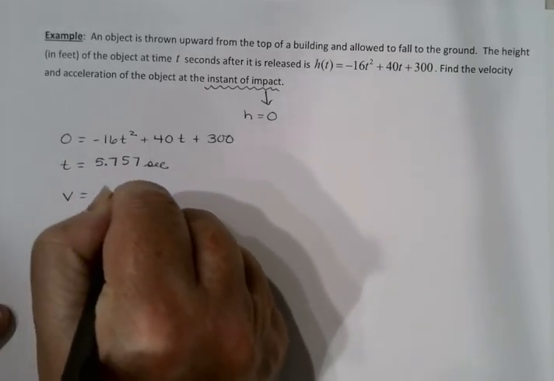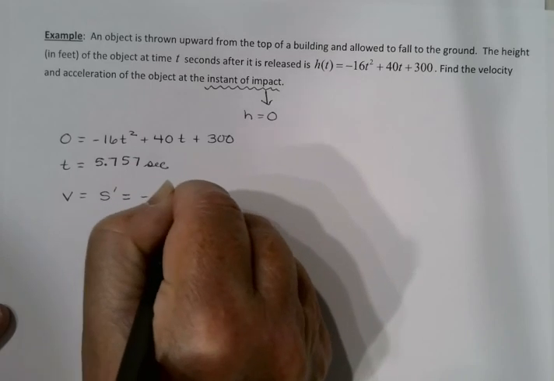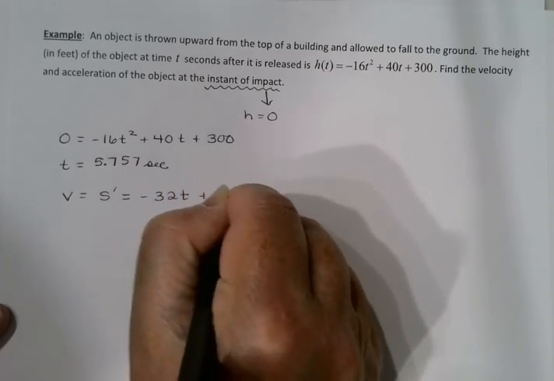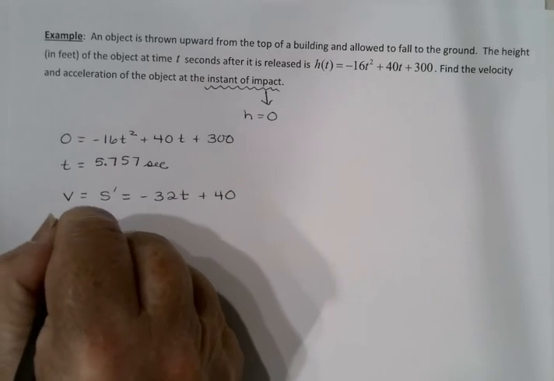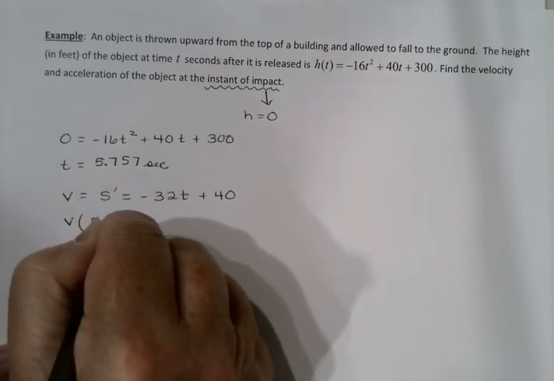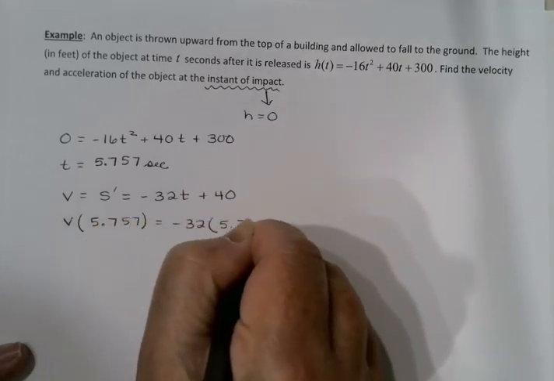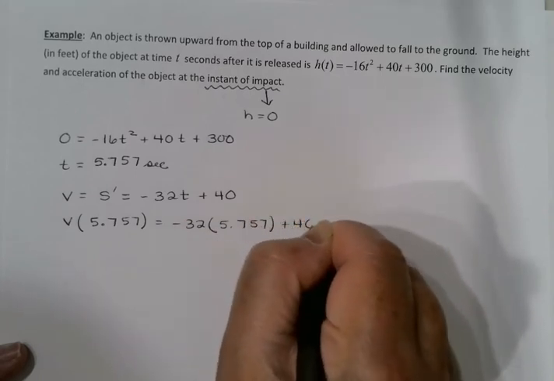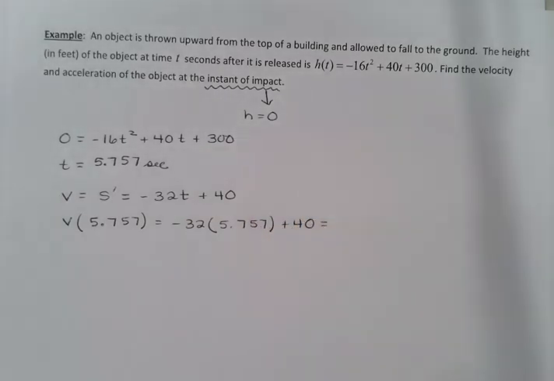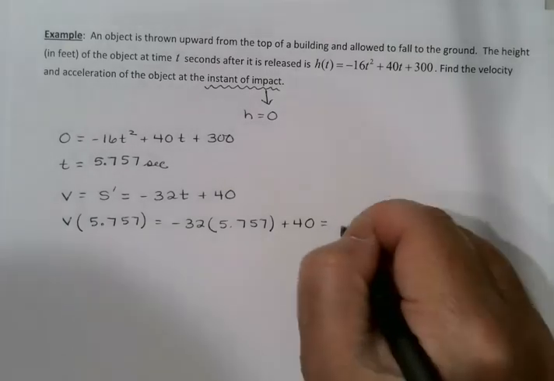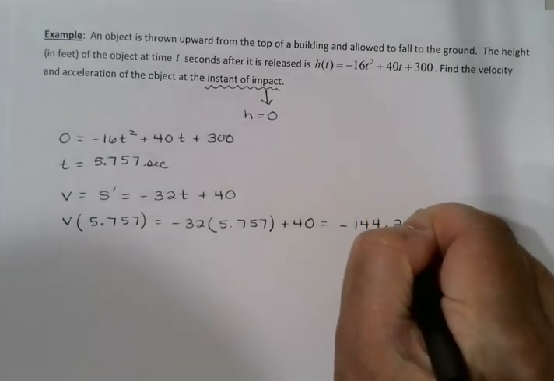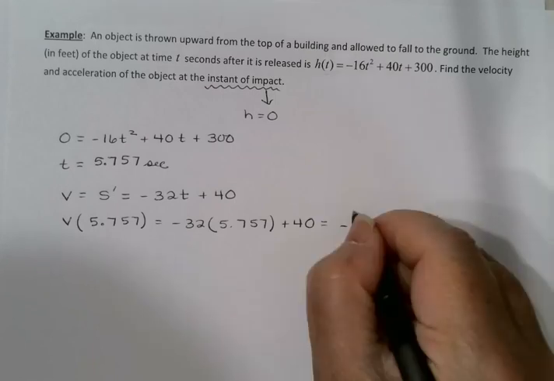So velocity is s prime, negative 32t plus 40. The velocity at the time 5.757 would be negative 144.2. And that would be feet per second in the units for this problem.